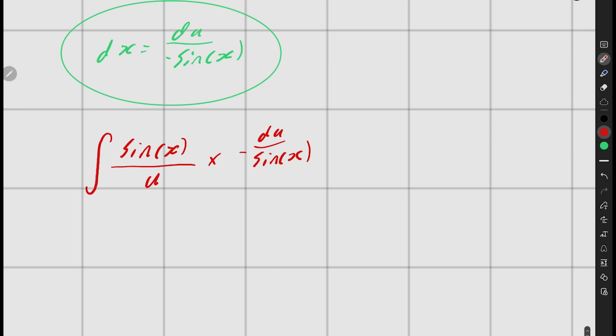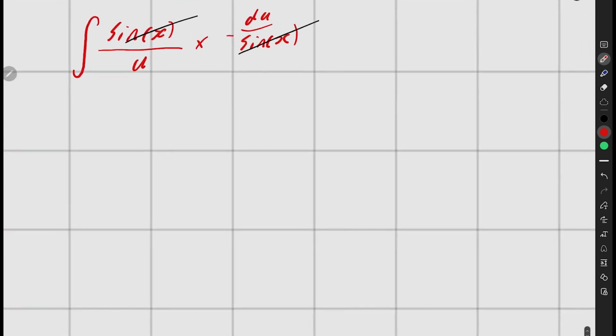And what I want you to pick up is that the sine of x functions are going to cancel out, which means that we no longer are working in terms of x, but we're working in terms of u. And we already know that u is equal to cos of x, but we're working in terms of u to make this an integral that we can actually solve. So now we've cancelled that down, we can simplify it a little bit more. We're going to have negative 1 over u du. So that's our new integral in terms of u.